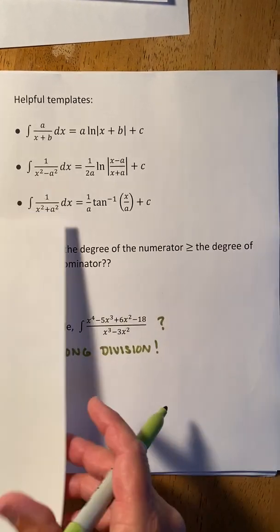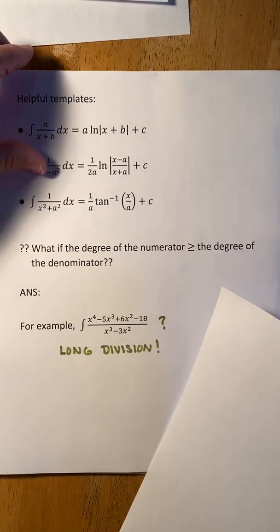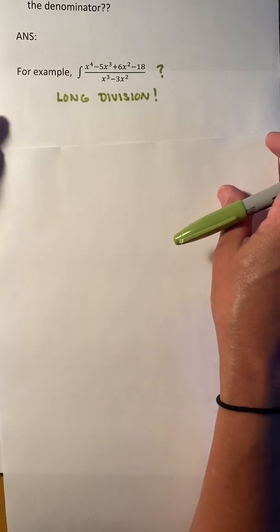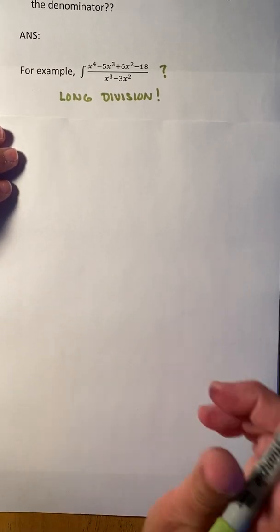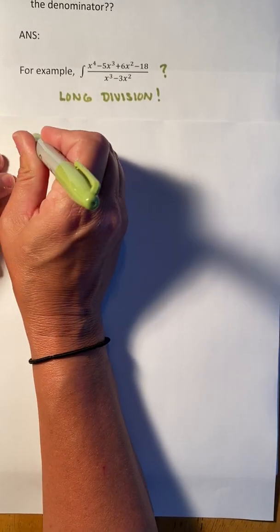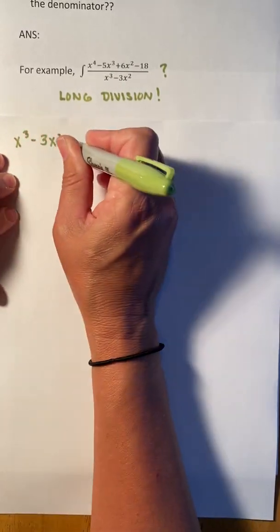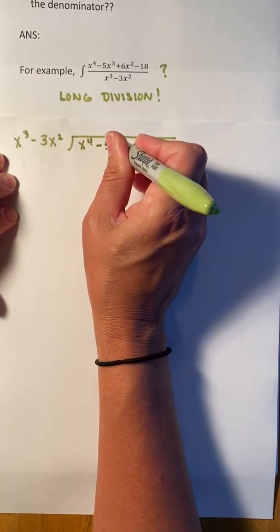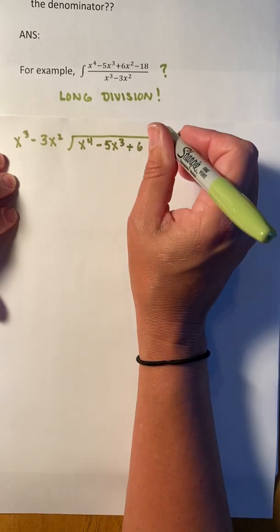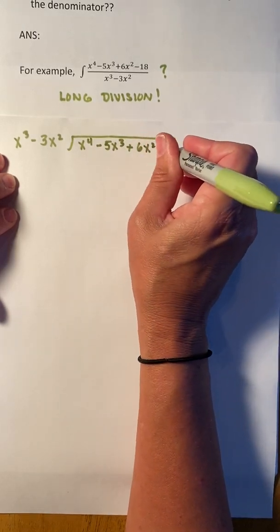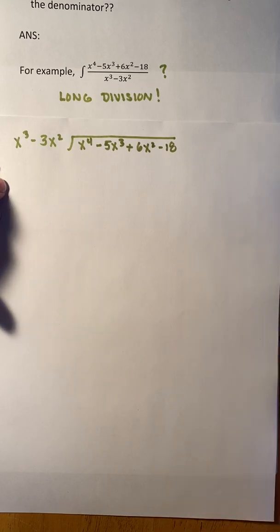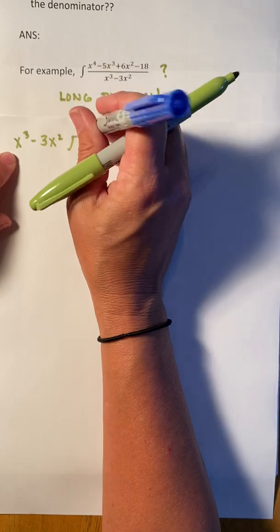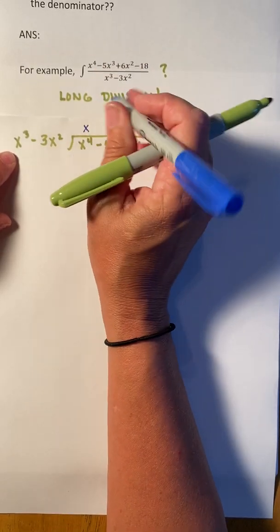I'm actually going to start on the next page because I don't want to break it off and miss some of it. So let me pull that up here. How do we long divide polynomials? Well, hopefully you did this in your college algebra class. x cubed minus 3x squared goes outside, and x to the fourth minus 5x cubed plus 6x squared minus 18 goes here. So then to do the long division, we say how many times does x cubed go into x to the fourth? The factor that we would need would be x.